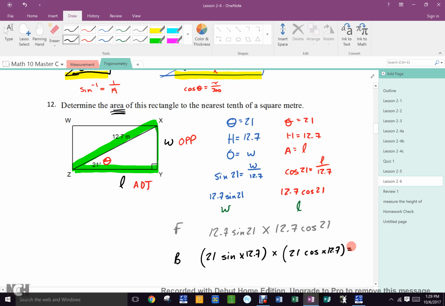Now let me ask you this. I may prefer this, but what if you don't? Do you have to do it? No. Would I be just as happy if you found this and rounded it off and found this and rounded it off and then multiplied them together? Yes. Does everybody follow me?